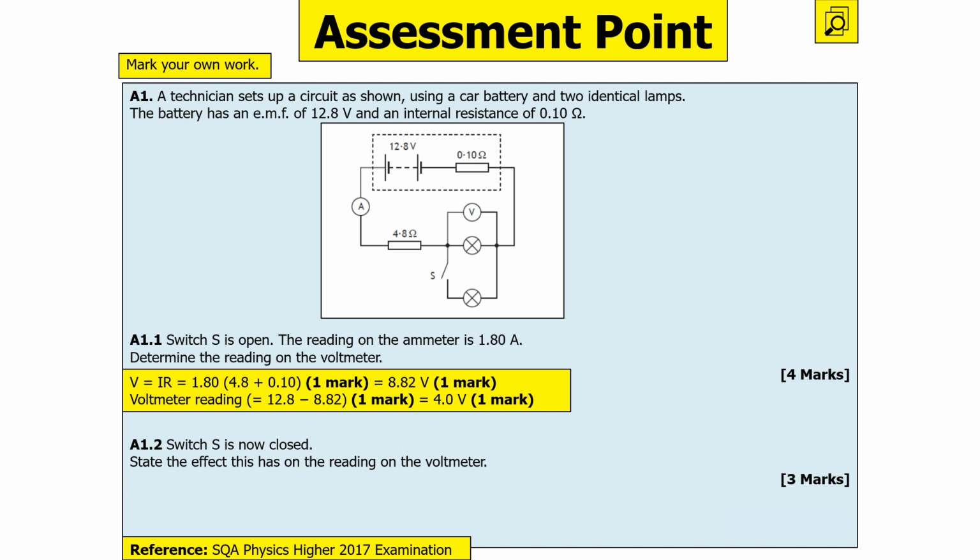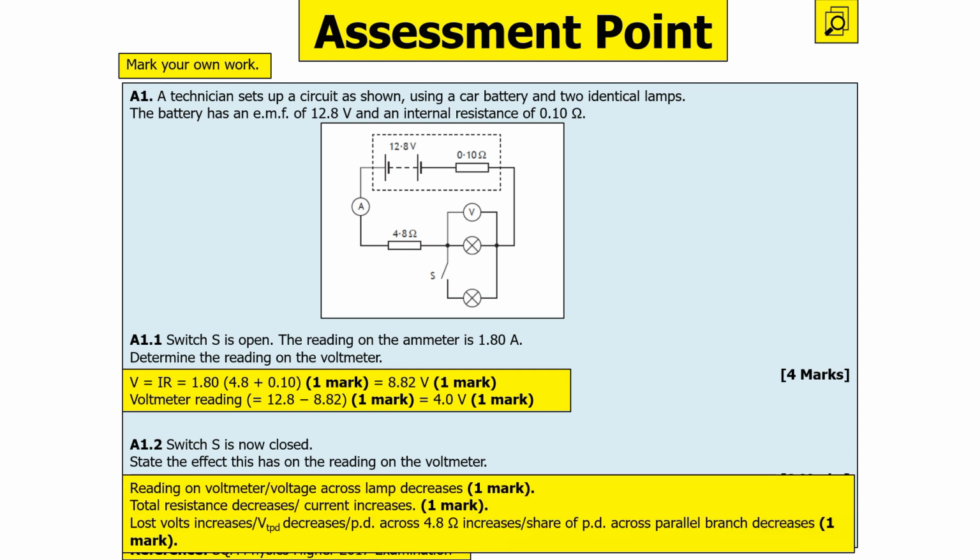Now, what happens if the switch is now closed? Well, with the switch now closed, we've added a bulb in parallel. So that tells us that our total resistance has decreased. Now, it means that the lost volts will therefore increase because the current going through the circuit, and it's a series circuit, so it'll be the same everywhere, has gone up because the resistance in the external or the load circuit has gone down. So therefore, our lost volts will go up.